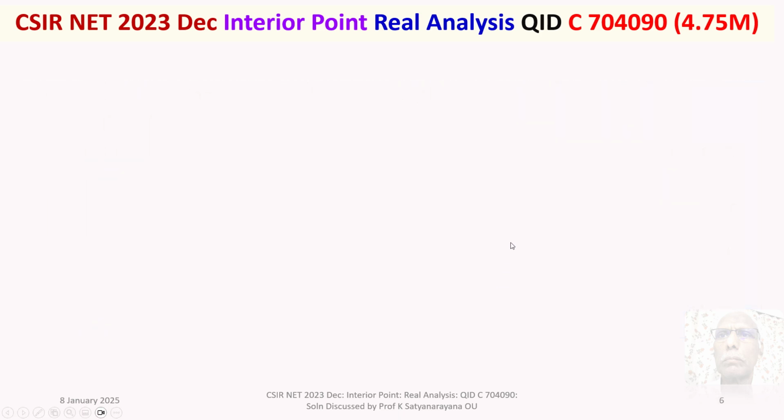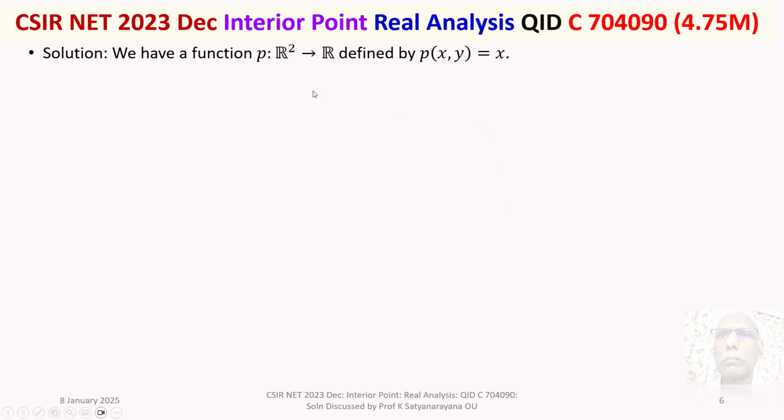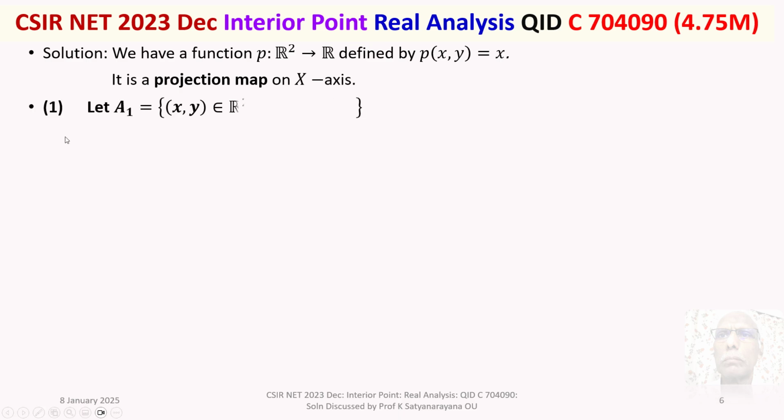Let's now discuss the solution of the problem in detail. We have a function P from R square to R defined by P of x comma y is equal to x. What is this? It is a projection map. It's a projection map on the x-axis. Agreed. Now we come to option 1.